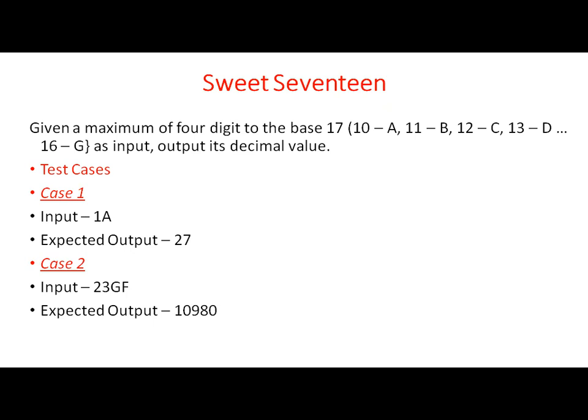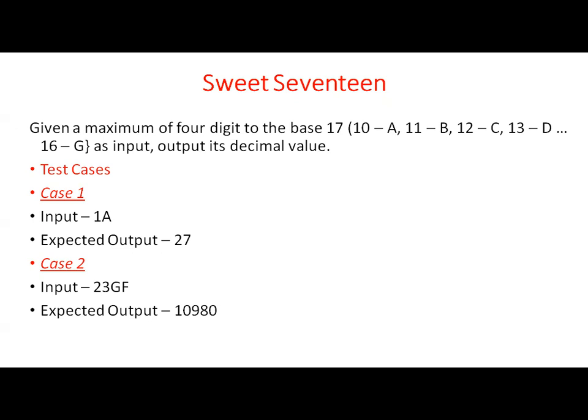Okay, so what is Sweet 17? And please remember, for every problem, they use some description and they give some heading. They name the problem with some heading. So Sweet 17 problem, this is called. Given a maximum of 4 digits to the base 17. Base 17 means 10 is A, 11 capital B, 12 capital C, 13 capital D, like this, 16 is capital G as input.